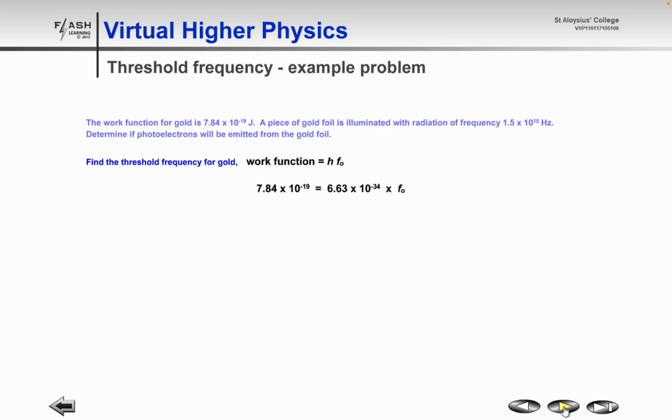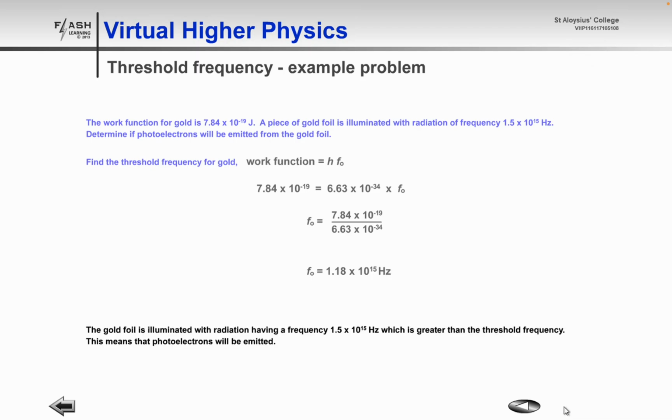So we take our work function equals hf naught equation, rearrange to get f naught. We get 1.18 times 10 to the 15 hertz. And because the light coming in is greater than that threshold frequency, then photoelectrons will be emitted.